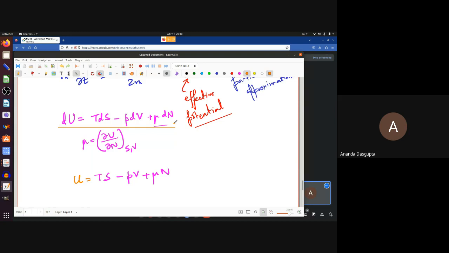Now, if that is correct, how is it possible that U is also TS minus PV plus mu N? If you integrate this equation, getting to TS minus PV plus mu N seems almost impossible, right? Unless T and mu were constants, which of course they are not. You all know this, that U is TS minus PV plus mu N. Do you know this, or at least one of you knows this, but is this common knowledge? Everybody knows this.